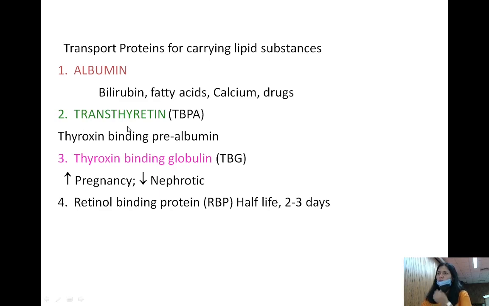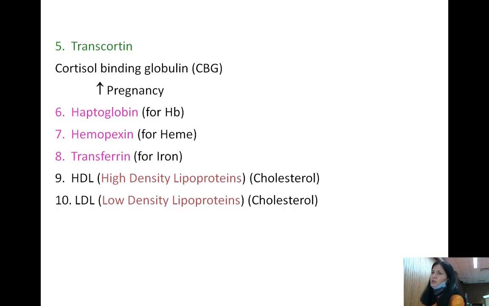Transthyretin, which forms a pre-albumin band, helps in the transport of thyroxine. Then thyroxine binding globulin also helps in the transport of thyroxine. Retinol binding protein helps in the transport of vitamin A. Transcortin helps in the transport of cortisol. Haptoglobulin for heme. Hemopexin is for heme.